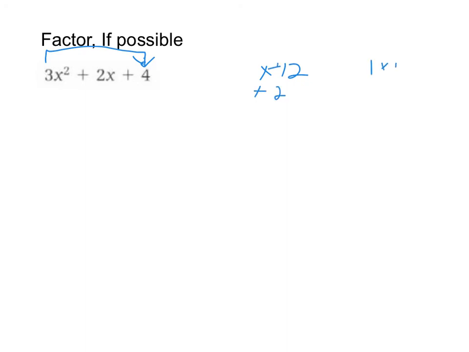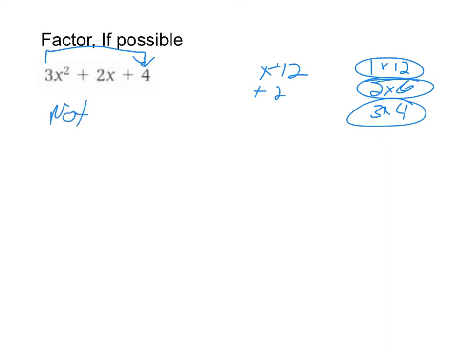So 1 times 12, 2 times 6, 3 times 4. Now you're looking for ones that add up, and these all have to be positive, add up to 2, and you can see none of them work. So this is not possible. And you would find that when you did your crisscrossing with your AC chart, there would be nothing that would add up to that middle term. So therefore, it's not possible.